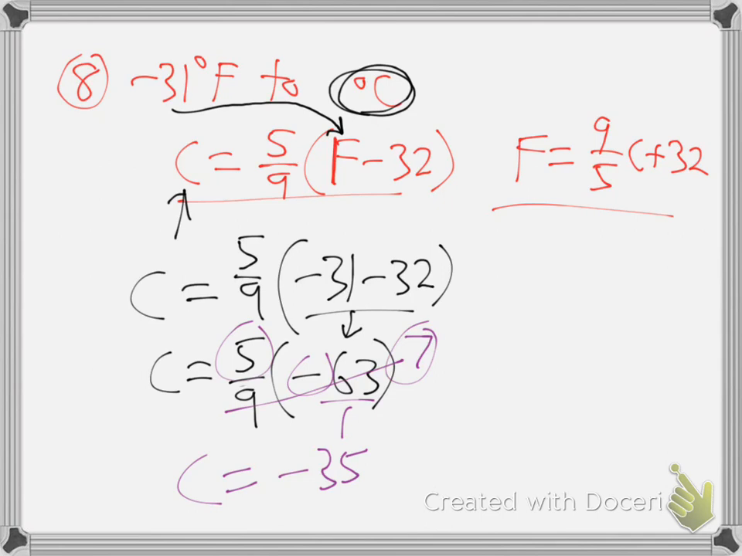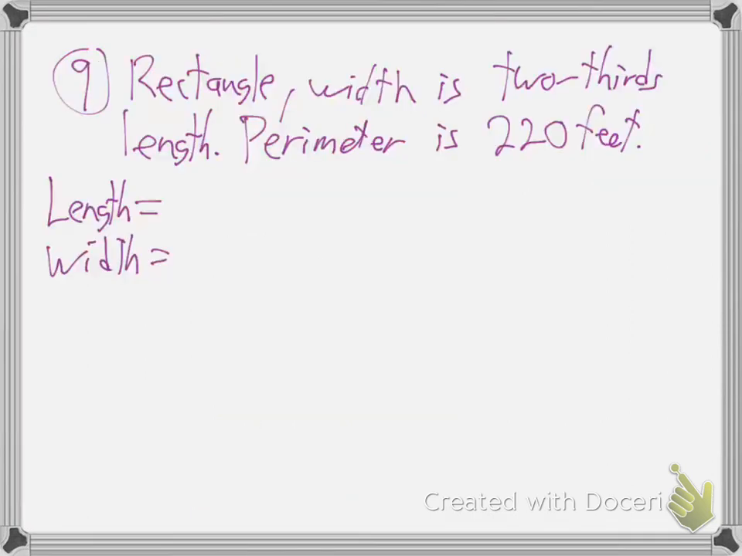Is this good? Questions I can answer? So I used this formula because C was already alone and they wanted C. So really you could have just worked it all out in your calculator. Okay, so there's number 9. We've got a rectangle. The width is 2/3 the length. The perimeter is 220.